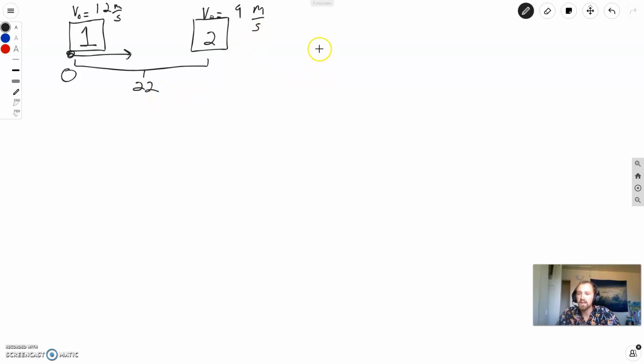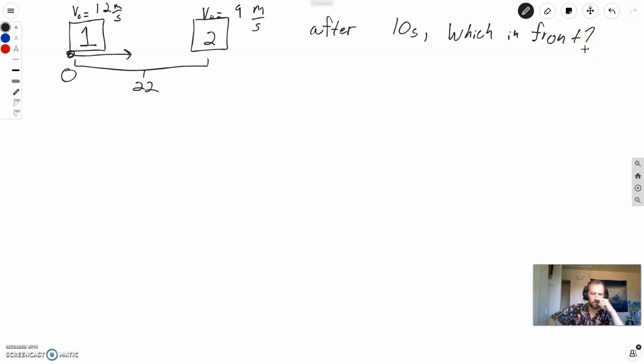So after 10 seconds, we want to know which one's in front. Okay. So after 10 seconds, which one is in front? So really, this comes down to being a kinematics problem. If I can express the position of each of these, of particle 1 and particle 2, as a function of time, then I can evaluate where this thing is at 10 seconds and easily see which one's in front.